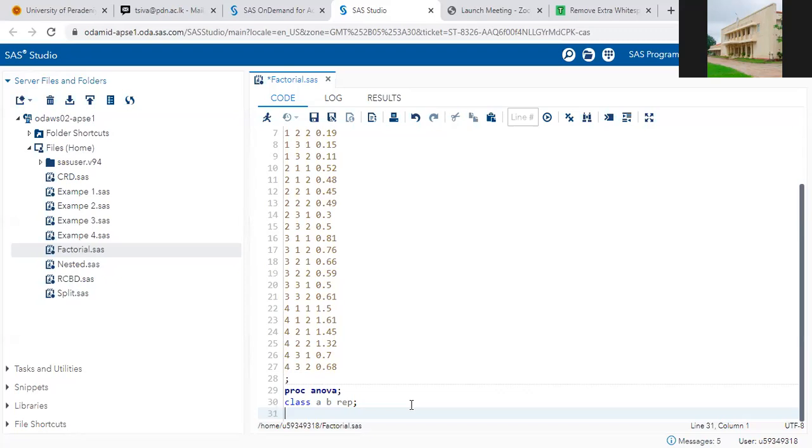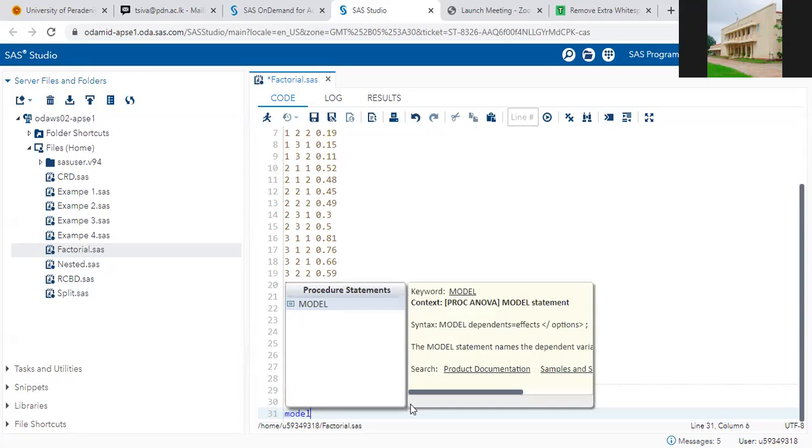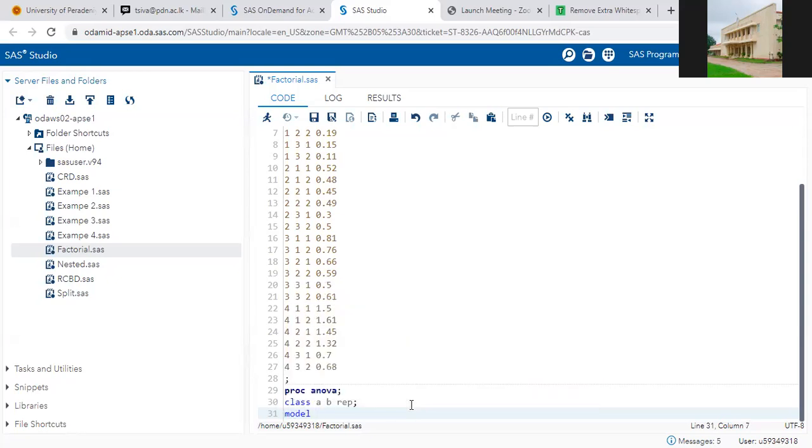What is the next statement? Anyone? Model. Right? Can somebody tell me what is the model? The model for a two-factor factorial. This is a two-factor factorial. Tell me what is the model that we have used?